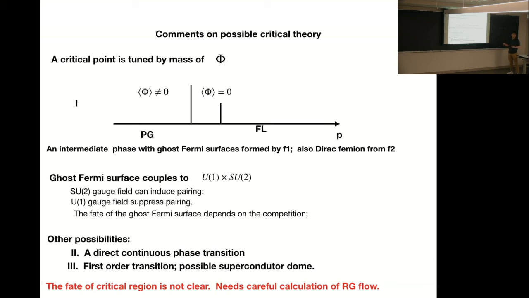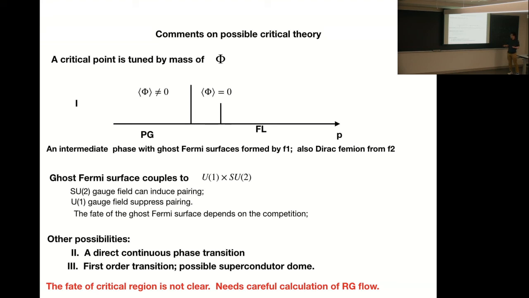In some cases, we may have an intermediate phase with the Fermi liquid coexisting with the ghost sector. But in some other cases, it's a ghost sector. When the SU2 gauge coupling is larger, this ghost Fermi surface is not stable and is paired, and the SU2 gauge field can just come back. In that case, we know this phase cannot be stable, but then the question is whether the critical point can be stable. One possibility is that at the critical point, the SU2 gauge fluctuation is suppressed by the Higgs boson. Maybe you can have a direct transition between the gapped phase and the Fermi liquid. But this needs some balance. I'm not sure whether it can be realized or not, so we need some careful analysis.